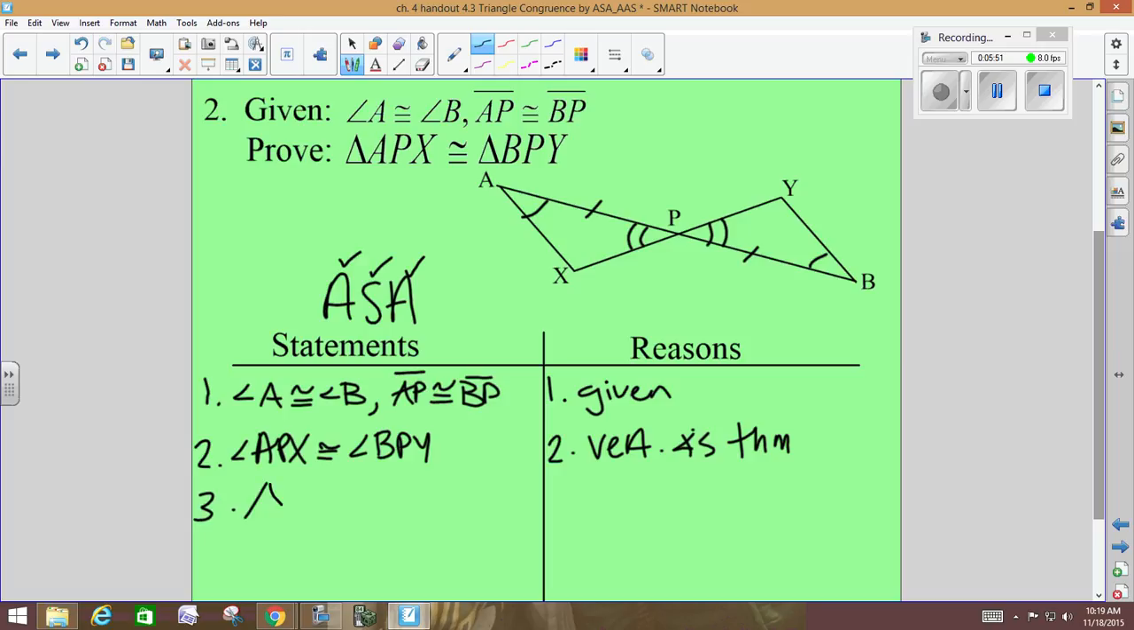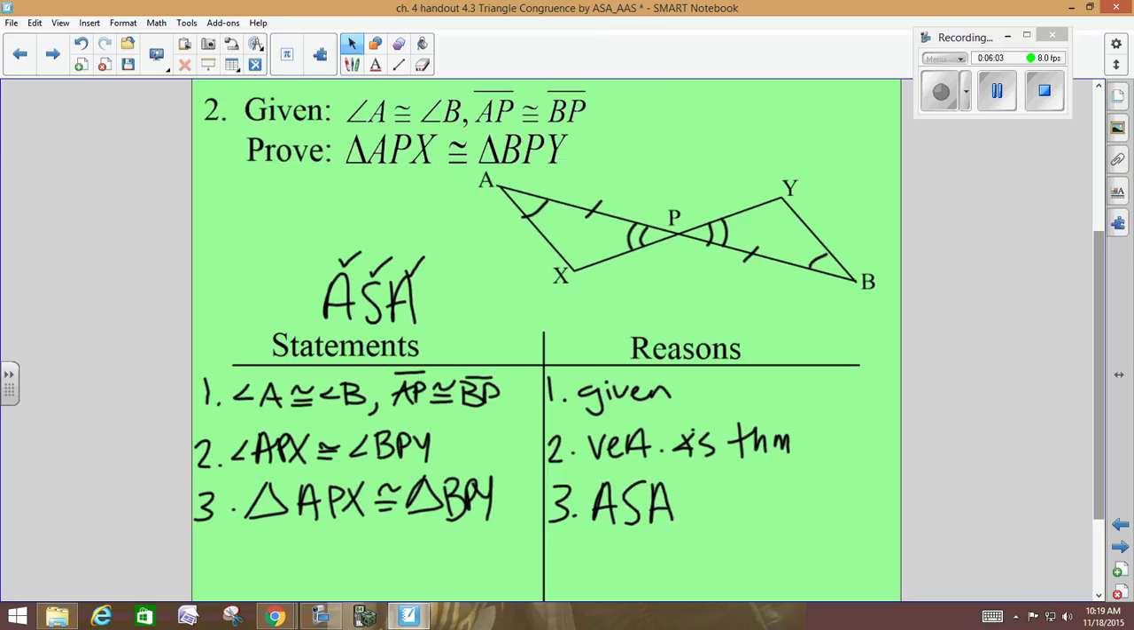So step 3, copy down what you're trying to prove. Triangle APX is congruent to triangle BPY by angle, side, angle. If it helps you, after you get it all marked up, to write what you're using and then check off what you need, do that so that you don't miss any steps. Questions on your first proof?